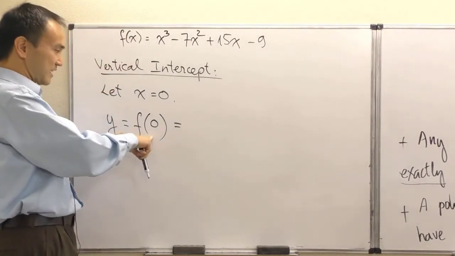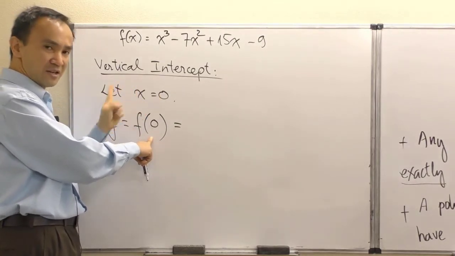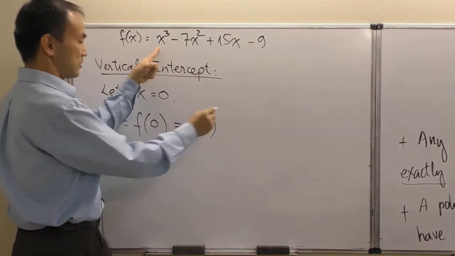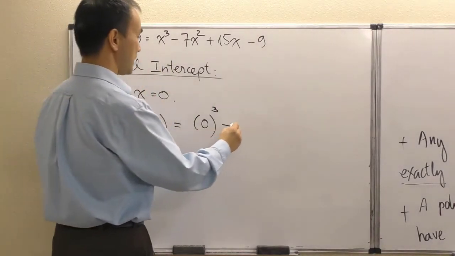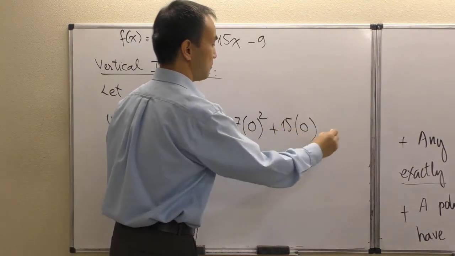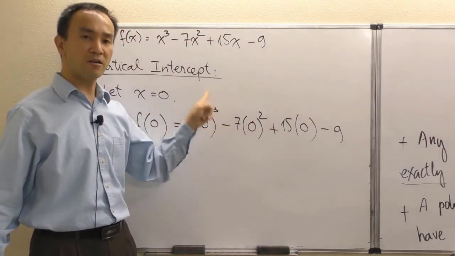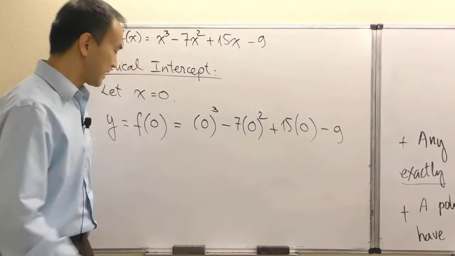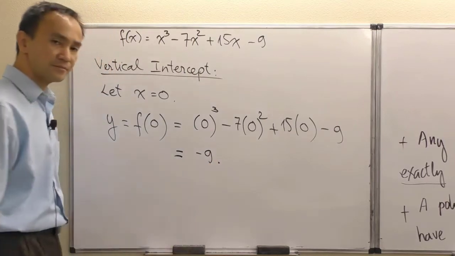Okay, so like I said, for vertical intercepts, there is only one solid technique. We're going to let x equal 0 and substitute that into the polynomial. All right, so now the rule says cube the input, where the input currently equals 0, minus 7 times the square of the input, plus 15 times the input, minus 9. With these simple operations, which only involve raising powers, multiplication, addition, and subtraction, we know for sure we end up with a negative 9.